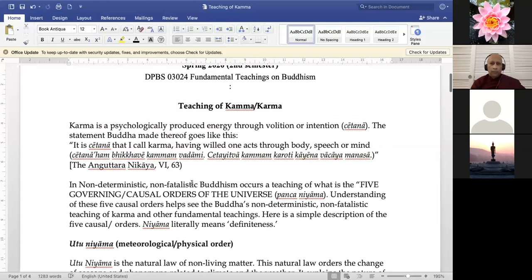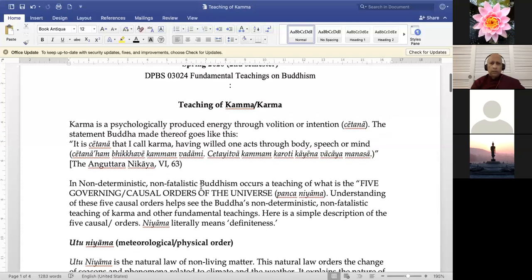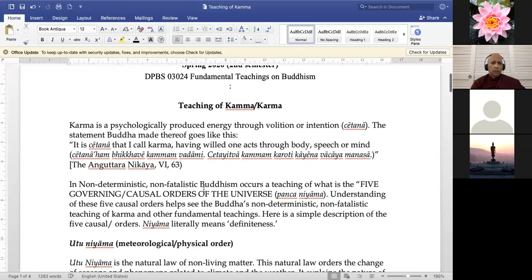Actually, by the time I wrote this, I think I missed the other type, non-fatalistic. It has to be another term. Let me add that.